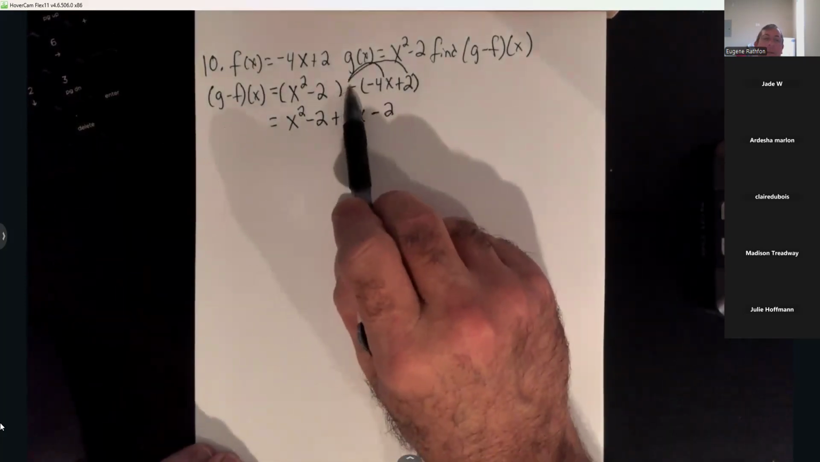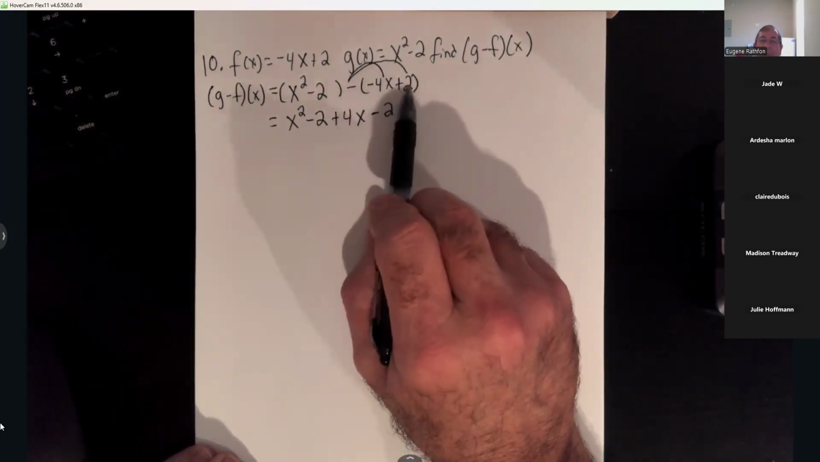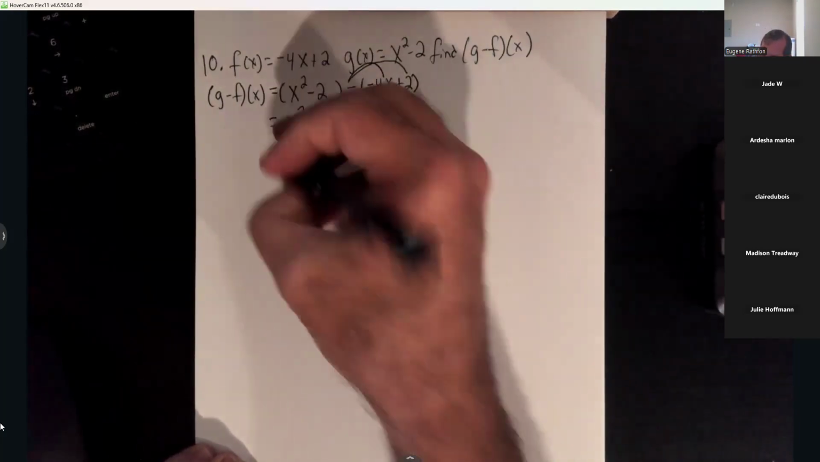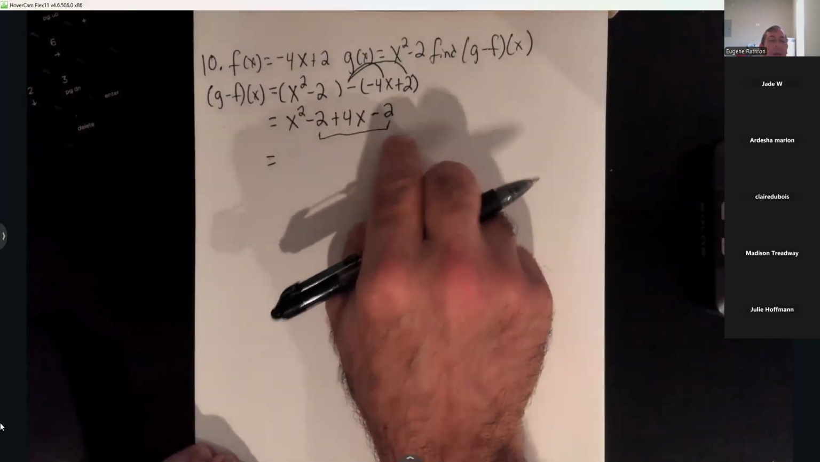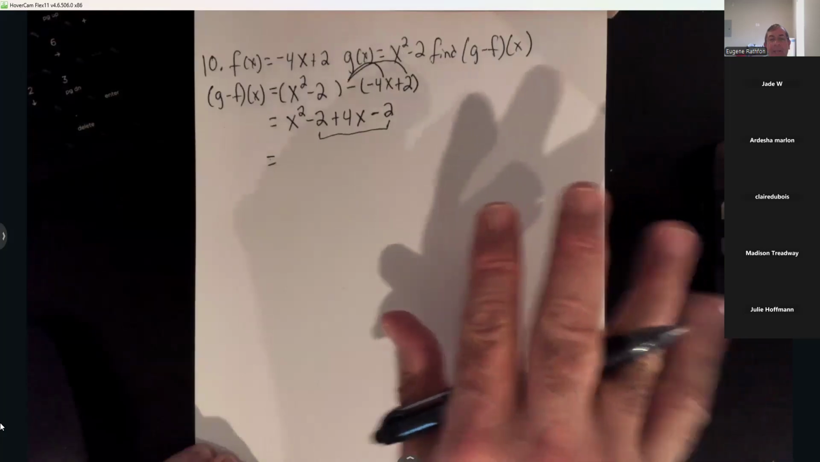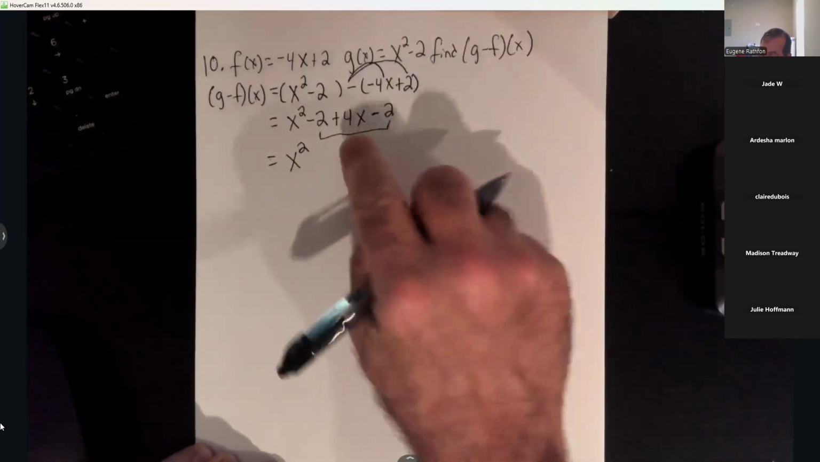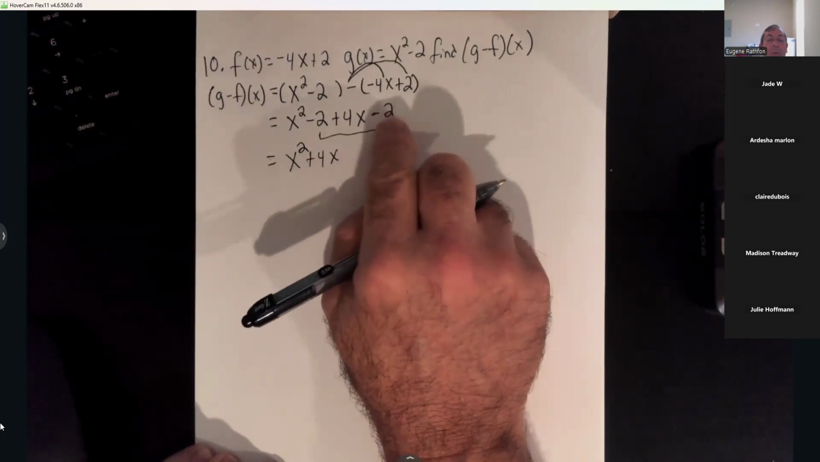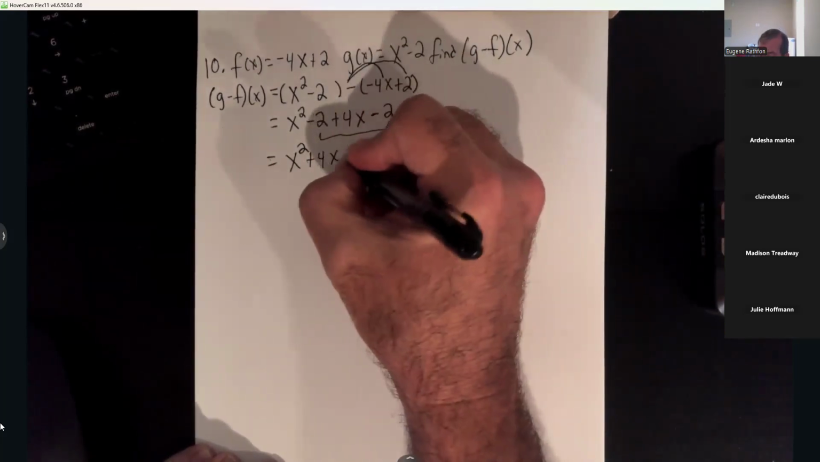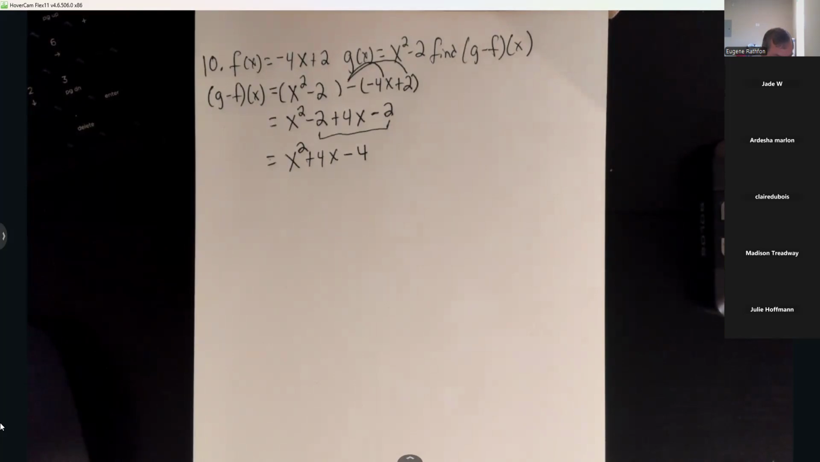So y'all got to be really careful distributing here, okay? Negative times negative was positive. Negative times positive was a negative. All right, now the only like terms y'all got are these negative 2's, but y'all are both negative, so they're not canceling, okay? So bring down your x squared, put them in descending order, and then your positive 4x, and then a negative 2 plus a negative 2 is a negative 4. So remember, adding two negatives stays negative.